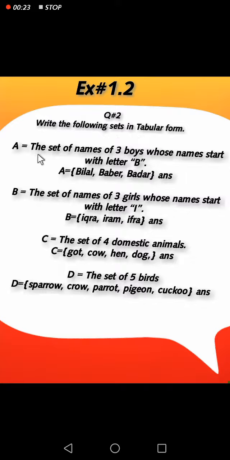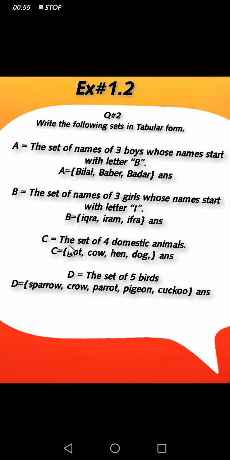A part of the question is A equals to the set of names of three boys whose names start with letter B. So its tabular form will be A equals to Bilal, Badr and Babar. B part of the question is the set of names of three girls whose names start with letter I. So its tabular form will be B equals to Ikra, Iram, Ifra.